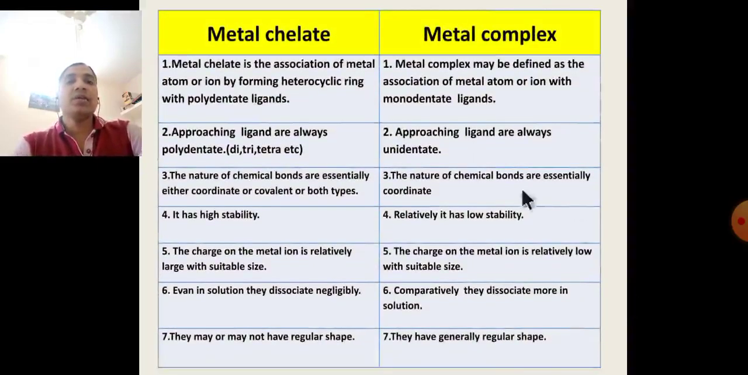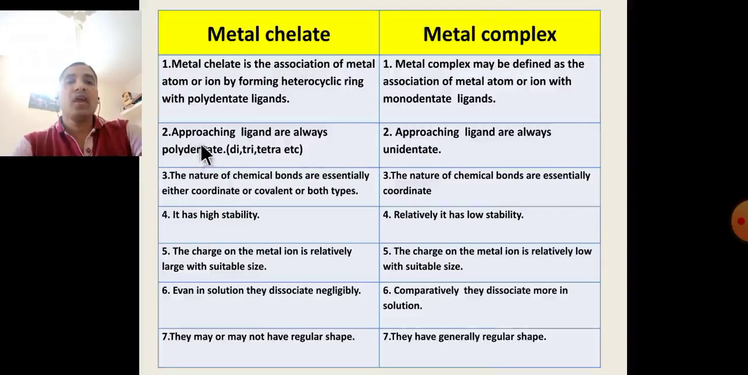Difference between metal chelate and metal complex. Metal chelate is the association of a metal atom or ion by forming a heterocyclic link with a polydentate ligand. It contains a polydentate ligand, but a metal complex may be defined as the association of a metal atom or ion with a monodentate ligand. Monodentate ligand gives complex formation, that is, metal complexes, but here a polydentate ligand, with greater than one donor atom in the ligand, forms a metal chelate.